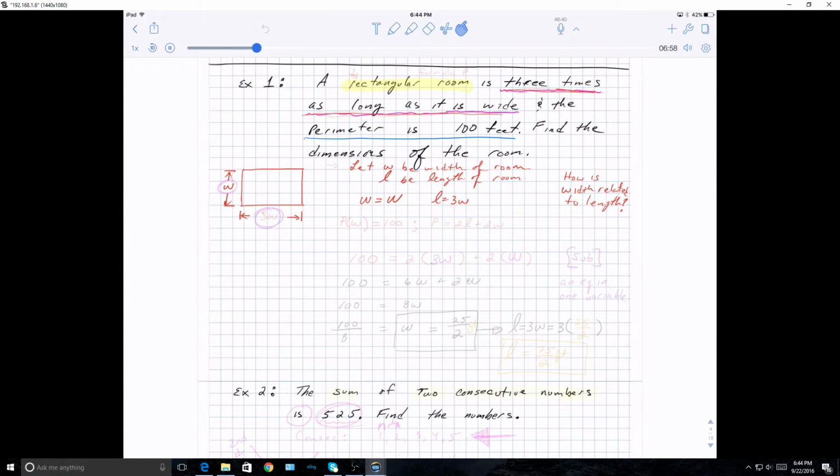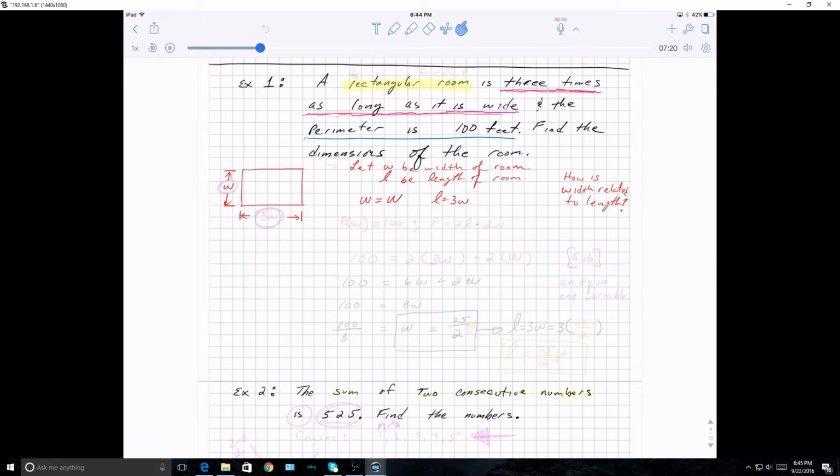Alright, so now let's look at our first example. I've already taken the liberty of putting a few things down to help us get along with the first problem. It says a rectangular room is 3 times as long as it is wide, and the perimeter is 100 feet. Find the dimensions of the room.